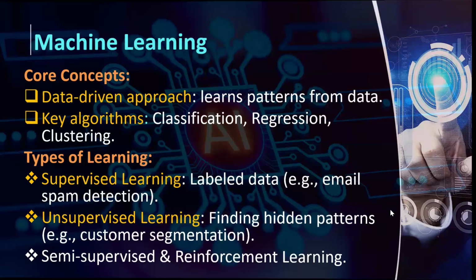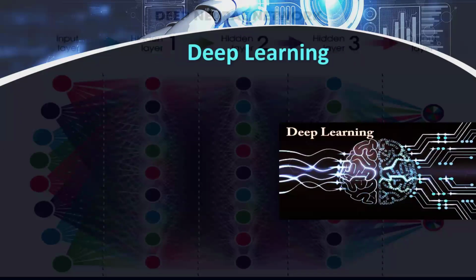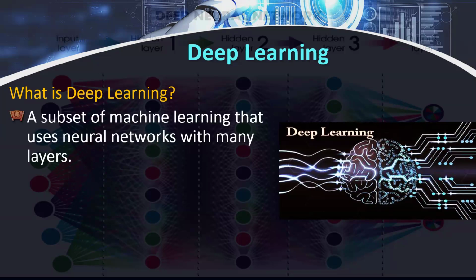Let's see what else we got. That was machine learning training. What about deep learning? What is deep learning? So deep learning, on the other hand, is a subset of machine learning that uses neural networks with many layers. Maybe you are wondering, what's a neural network? The diagram just behind me in the background displays an example of a neural network.